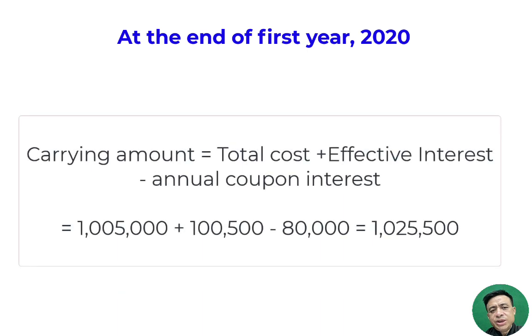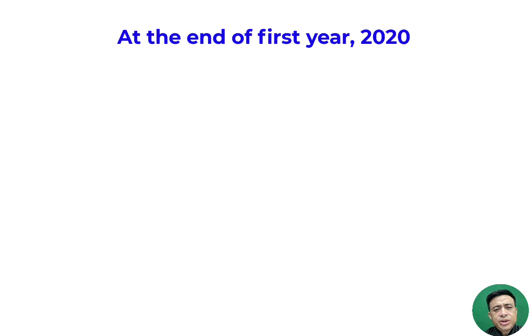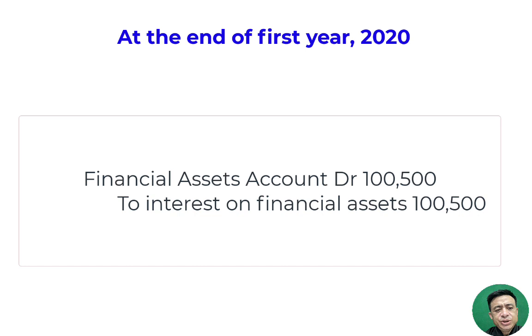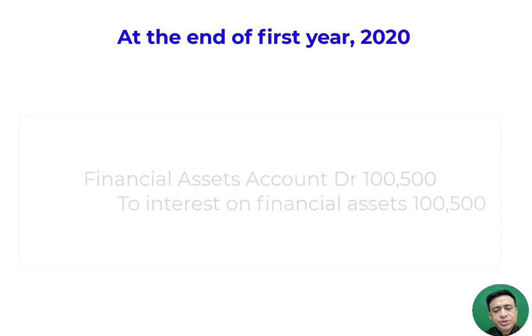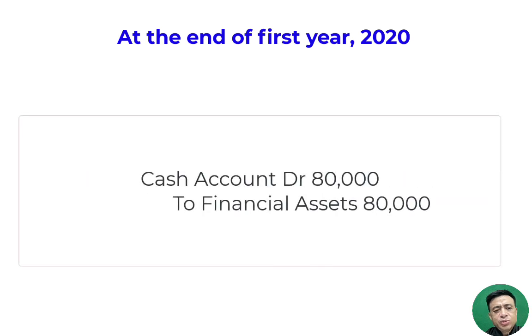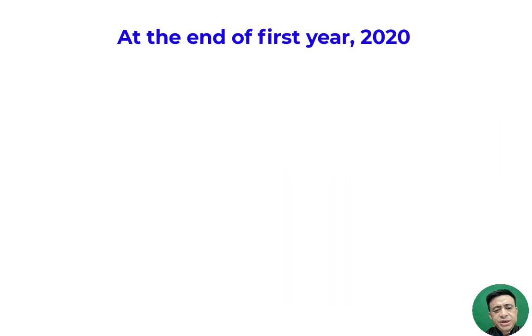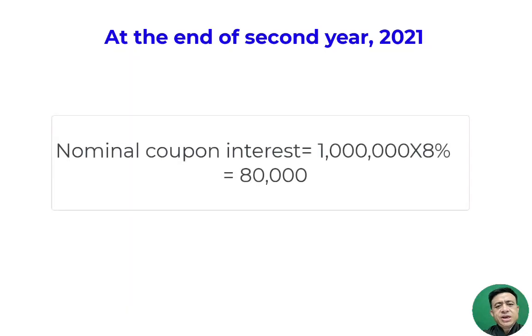And the carrying amount, how do we get this? Cost plus effective interest minus 80,000, that is, the annual coupon. So company A records in its books, at the end of the year, the interest due: financial asset accounted to interest on financial asset, 100,500, and of that, 80,000 will be received by the company as the annual coupon interest: cash accounted to financial asset account, that's 80,000.